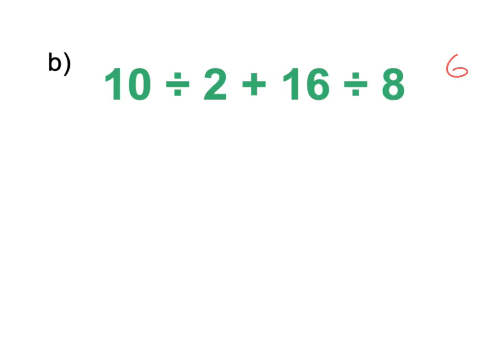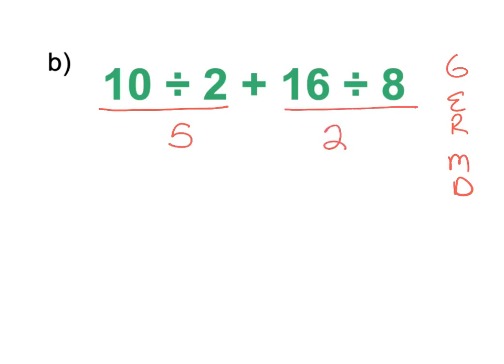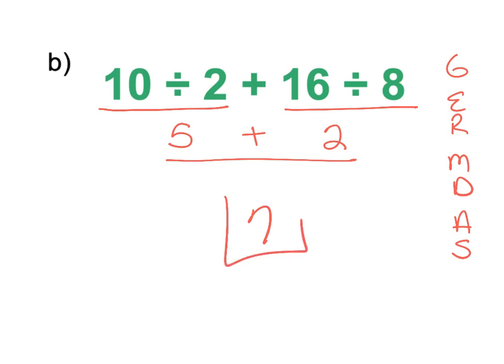Here we go. Any grouping symbols? Nope. Any exponents or radicals? Nope. Multiplication, division? Yep. So I'm going to do 10 divided by 2 is 5, and then I'm going to do 16 divided by 8, which is 2. There's an addition sign. Any addition, subtraction? Yep, 5 plus 2 is 7.